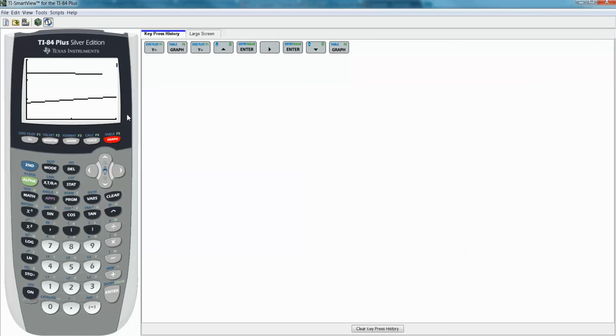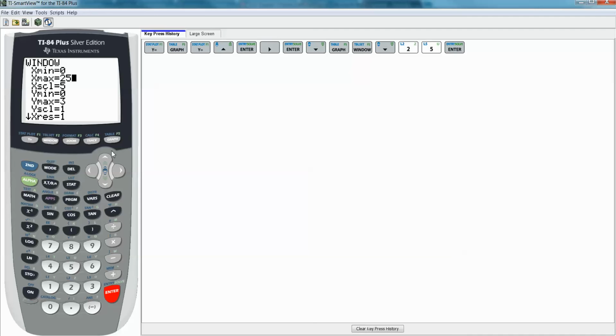Now we have a problem. If you want to find an intersection on the calculator, you have to have it on screen. The intersection point has to be viewable in the viewing window. And it's not here. You can see this line's coming up, this line's coming down, but they're going to meet way over here. So you have to go to the window and you have to start adjusting. Let's try 25. Enter. Let's go back to the graph and see.